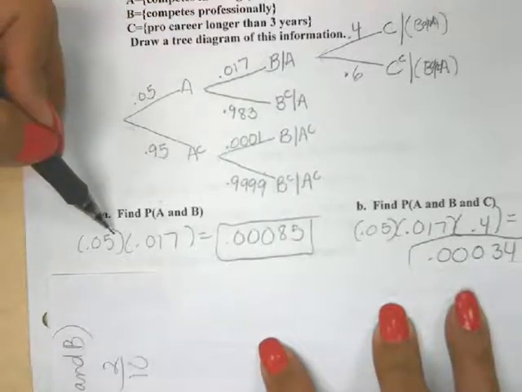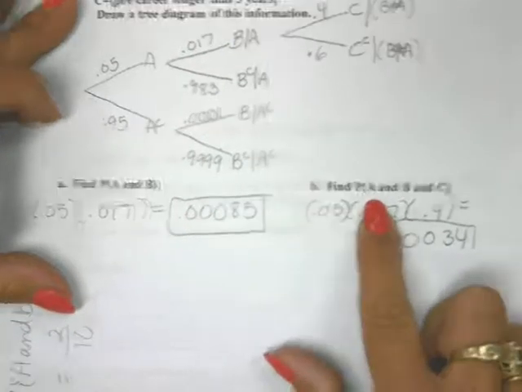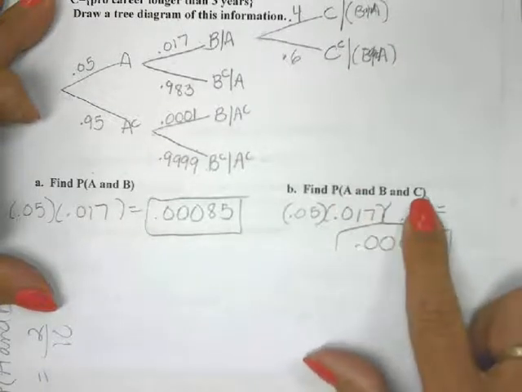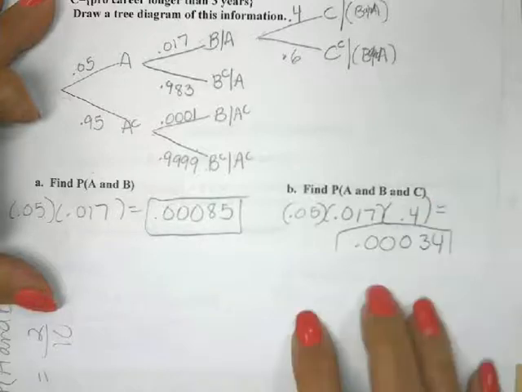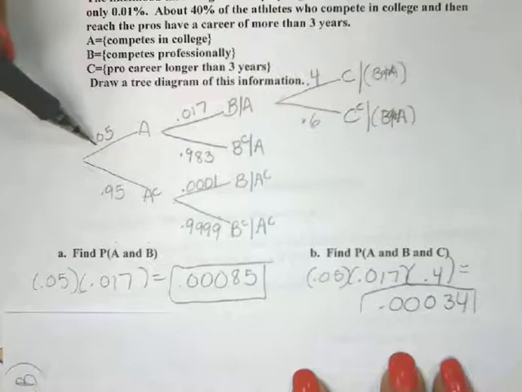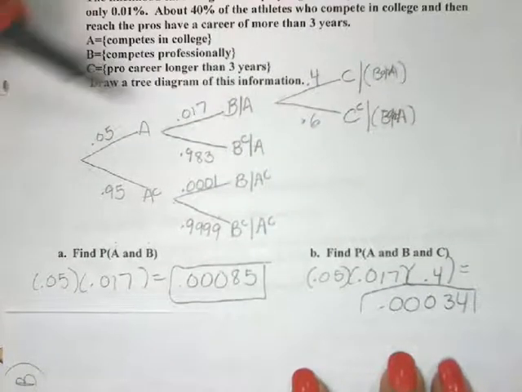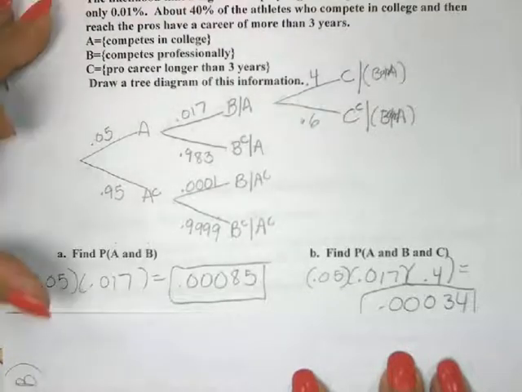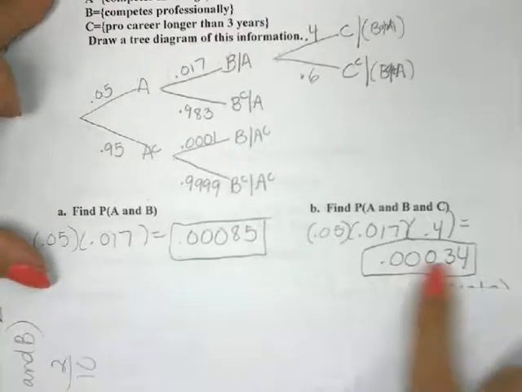Now I want to find the probability that someone competes in college, plays professionally, and has a career that lasts more than 3 years. Well, that's along this branch of the tree. 0.05 times 0.017 times 0.4. Doesn't look so good.